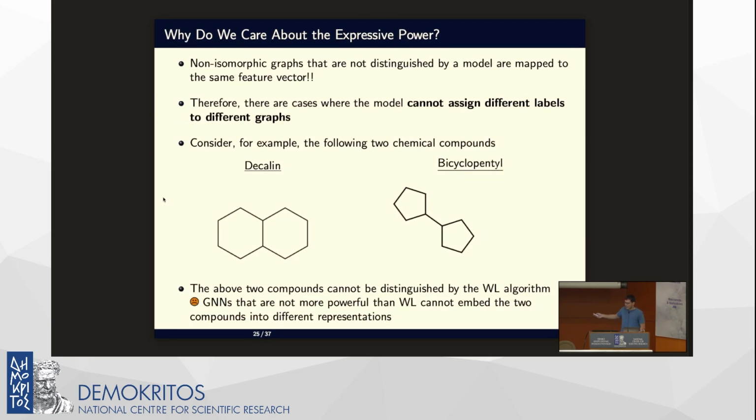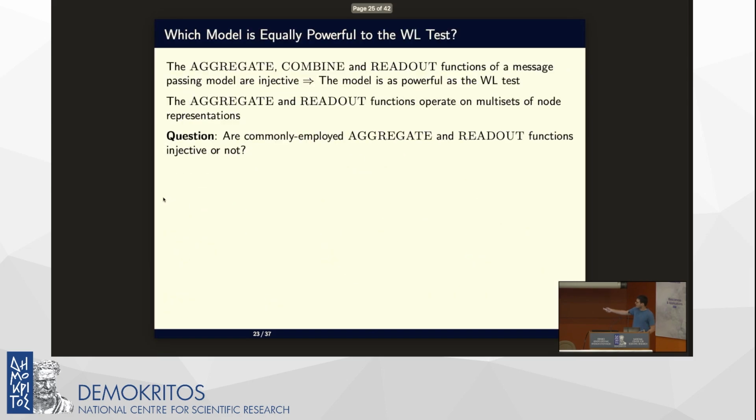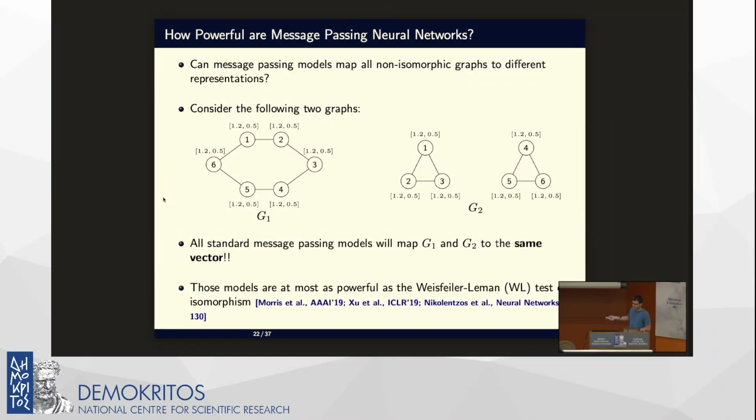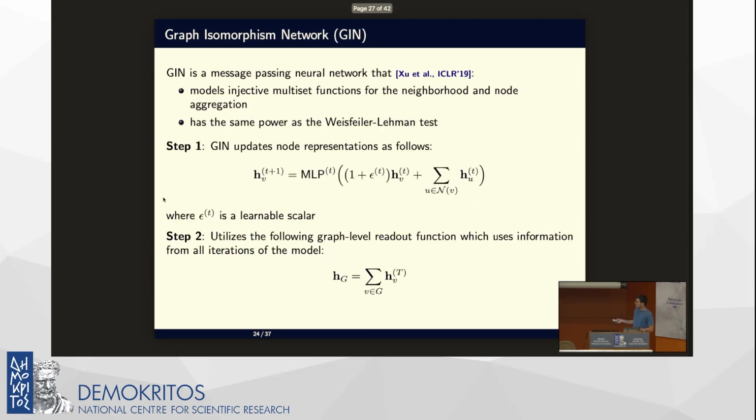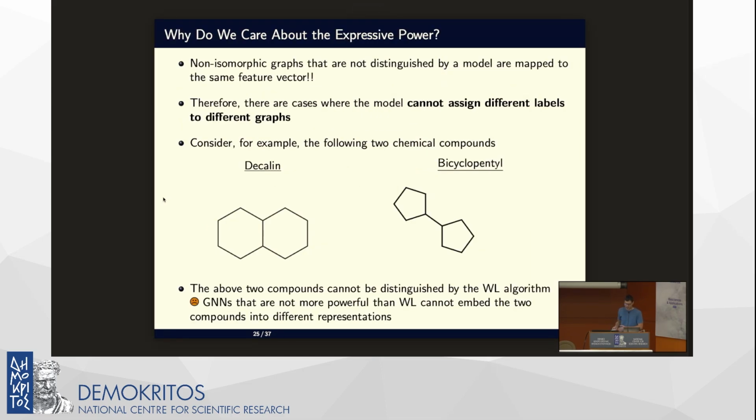Okay, but the example that I showed you before, you might say that these graphs are not realistic, so we will never have that kind of graphs. So there are some regular patterns in these graphs. But it turns out that there are some graphs in the field of chemoinformatics, like these two chemical compounds, that cannot be distinguished by the Weisfeiler-Lehman test. So if we feed those two graphs to the Weisfeiler-Lehman test, it will fail to say that they are not isomorphic to each other.